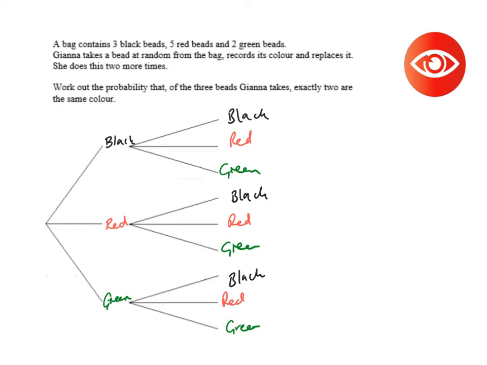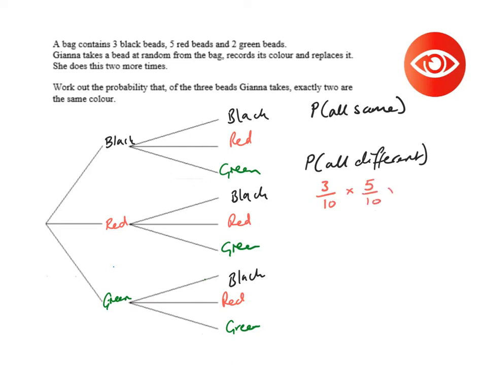So what I'm after is the probability of all the same to start with, and then I'm going to do the probability of all different, and then I'll work out the probability of 2 of them being the same by subtracting my 2 answers away from 1. And I'm going to start with the all different. So the probability of getting a black out of 10, probability of getting a red, and then probability of getting a green.